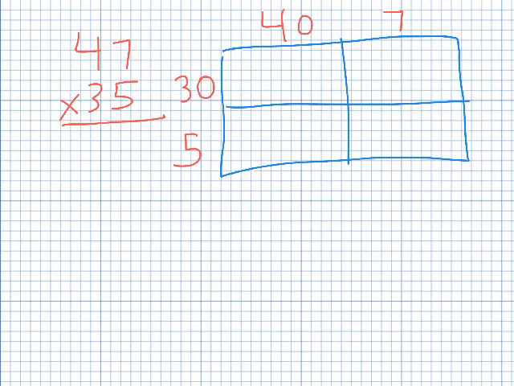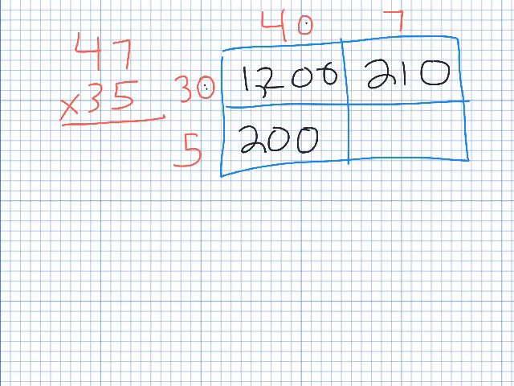So 3 times 4 is 12. And we have a total of 2 zeros. So 30 times 40 is 1,200. We'll move over to the 30 times 7. 3 times 7 is 21. We have 1 0, so this becomes 210. Move down to this square. 5 times 40, I should say. 5 times 4 is 20, and we have 1 0, so that becomes 200. And 5 times 7 is 35.